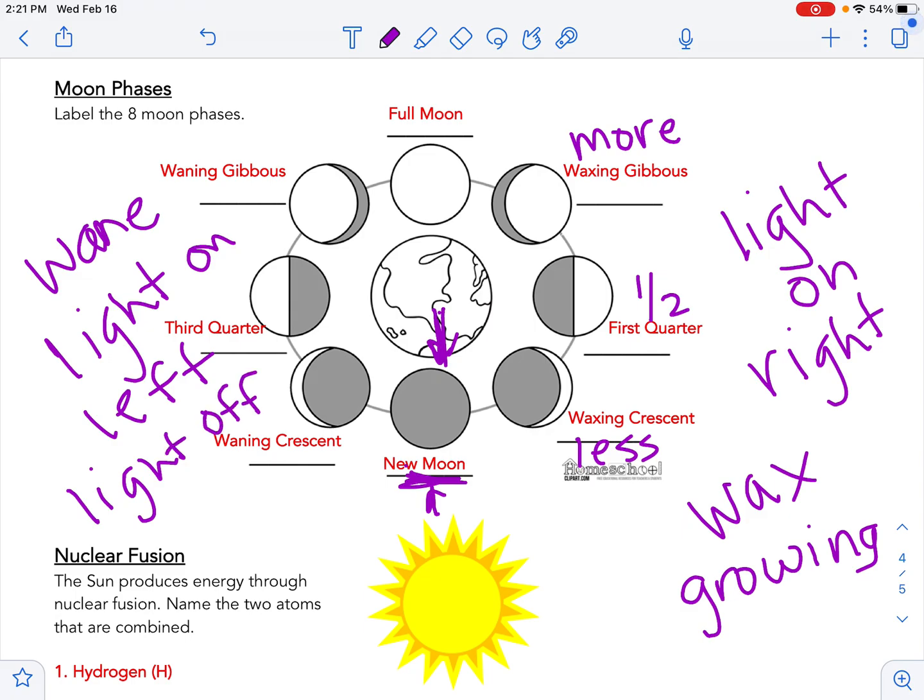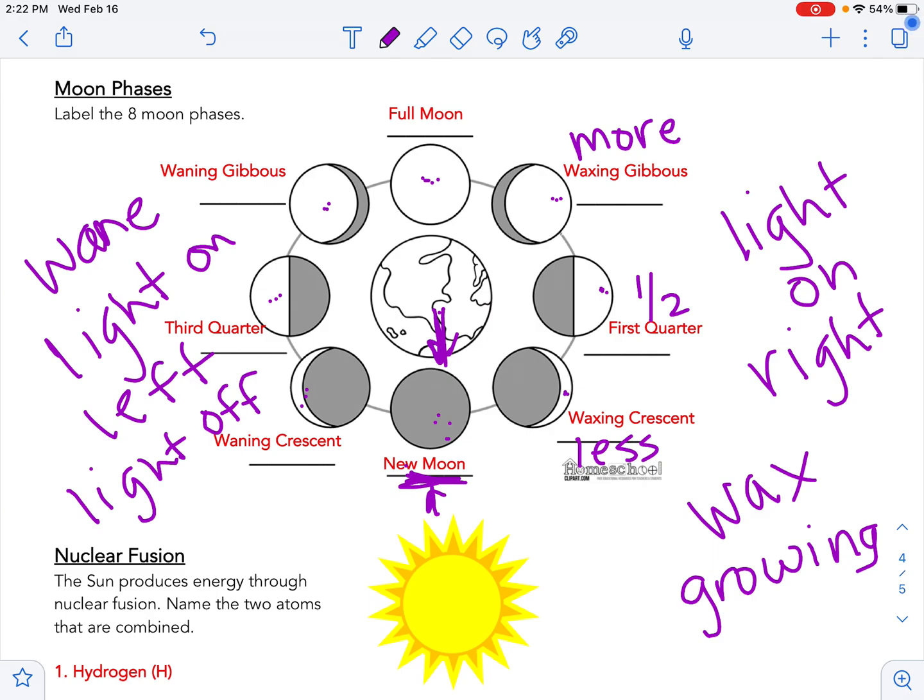Okay, so this is turning the light on. Waxing is light growing. And then with the waning, it's lessening. There's not as much light. You can see that full, a little bit less, a little bit less, a little bit less to new. A little bit more, a little bit more, a little bit more, full. So here we'd be waxing, waxing, waxing, full, waning, waning, waning, new.